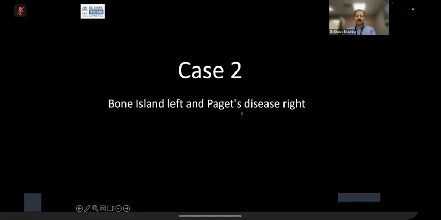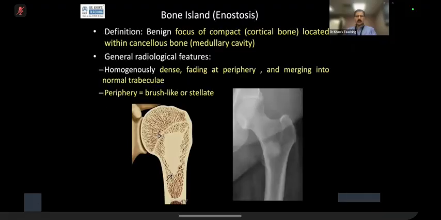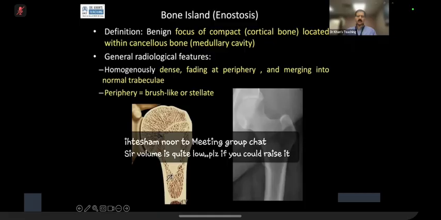Bone island on left and Paget's disease on right. So let's discuss this. Now, what exactly is a bone island? Look at the definition of a bone island. A bone island is a focus of compact or cortical bone located within the cancellous or the medullary bone. So this is the cortex and this is the cancellous bone, which is the medullary bone. And basically this bone sits here.